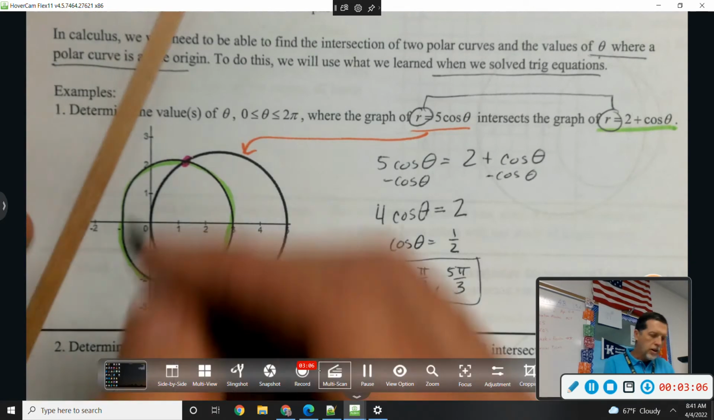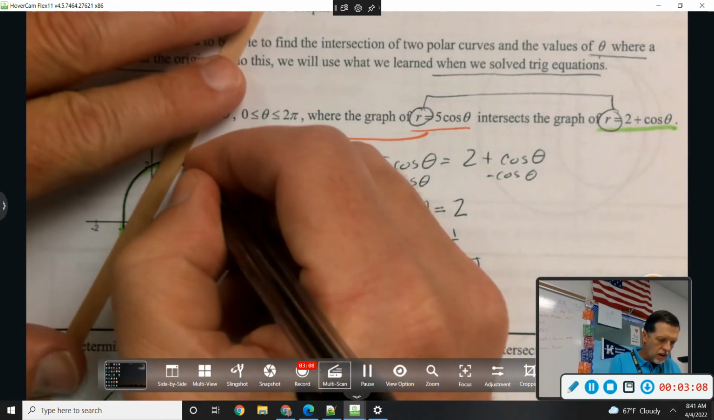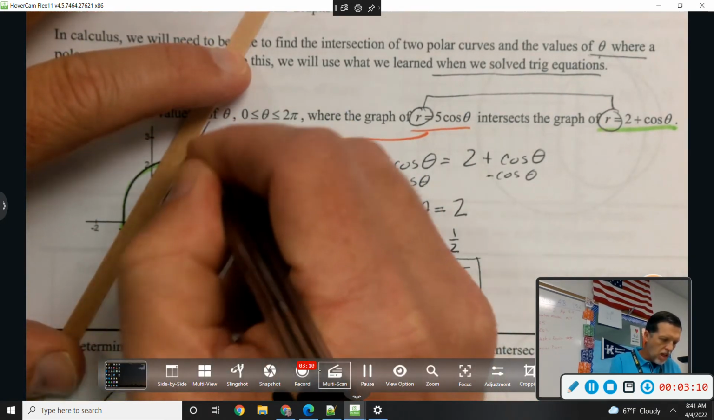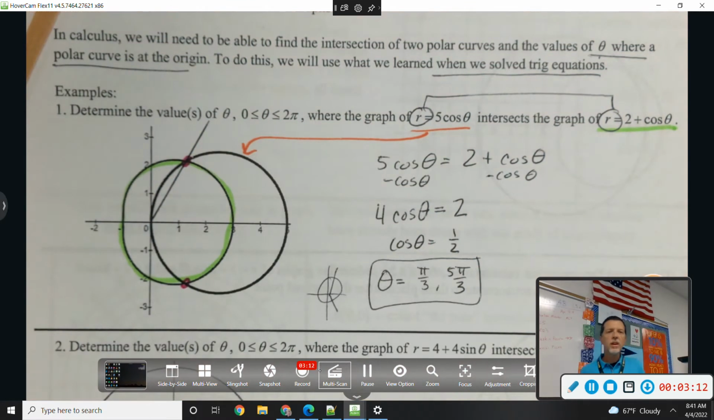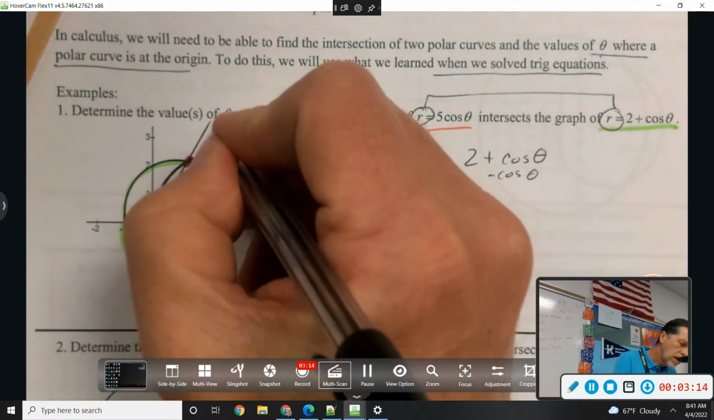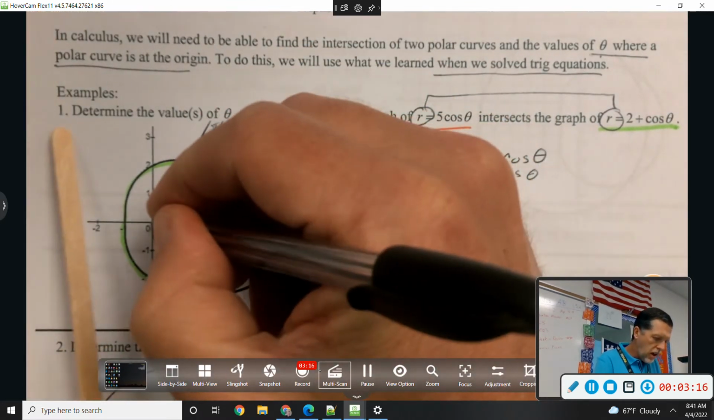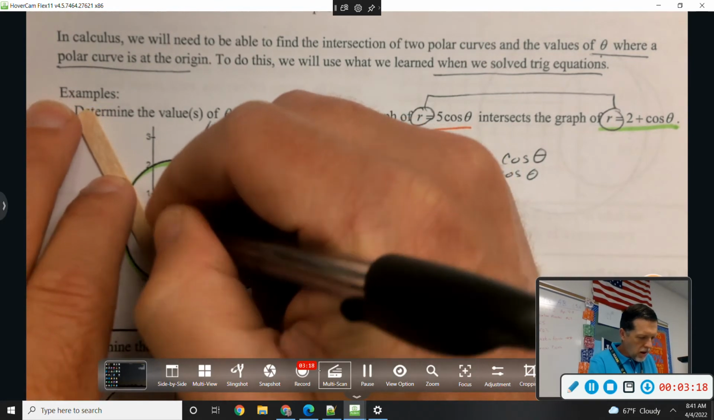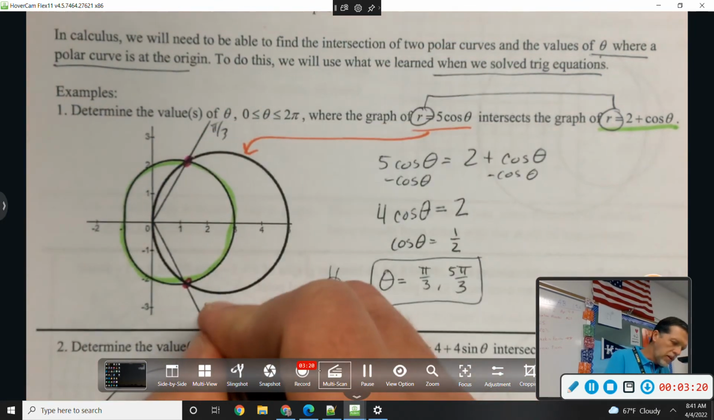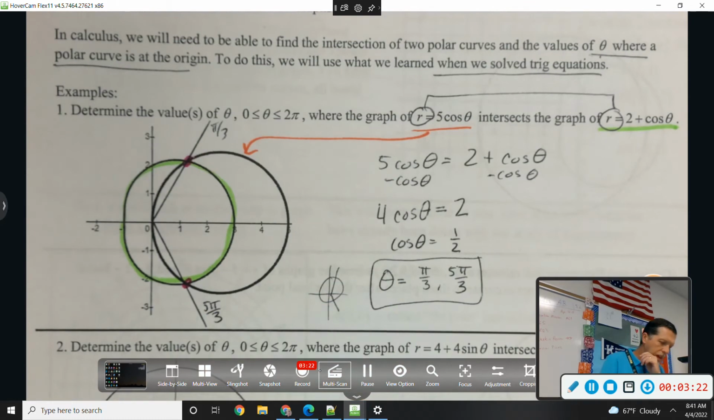And if you look at our picture, I think that's believable. That's pi over 3. And the one down here is 5 pi over 3. So the pictures will help you confirm your answer. You can't really get your answer from the picture, but you can make sure your answer makes sense using the picture.